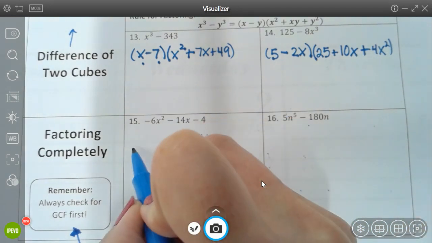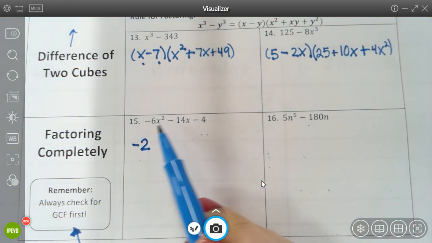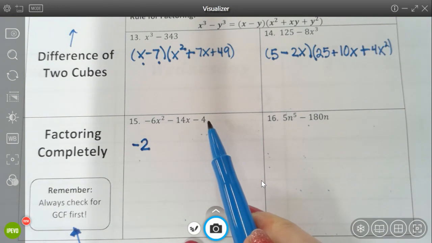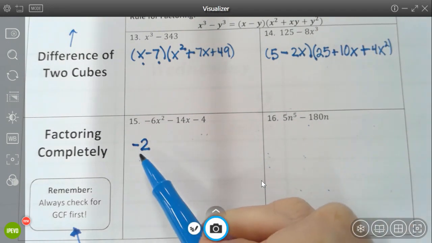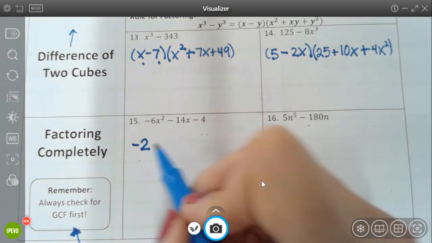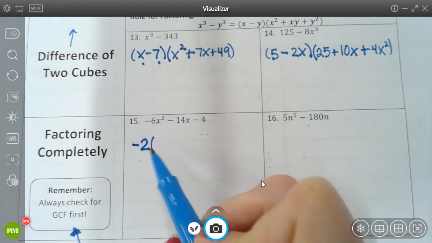So my GCF is going to start out with negative 2. Now, even though these both have x's, since this one doesn't have an x in it, I can't factor out an x from everybody, so I'm not going to factor out an x term. So I'm just going to factor out negative 2. And in parentheses, I'm going to write what's left as I factor each term by that.